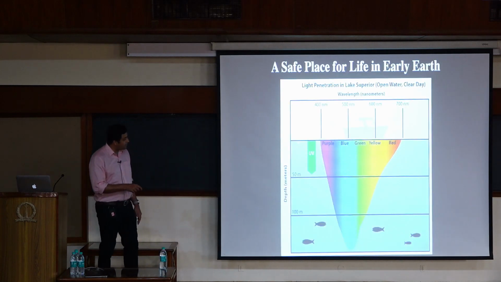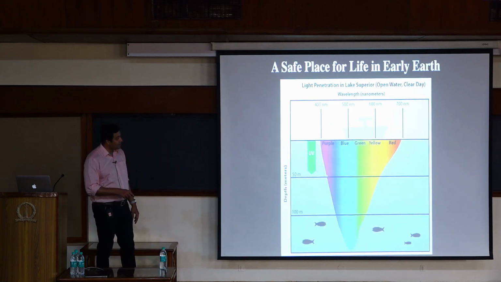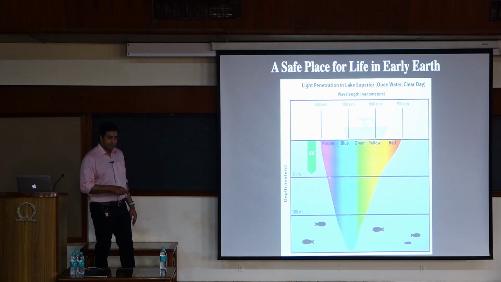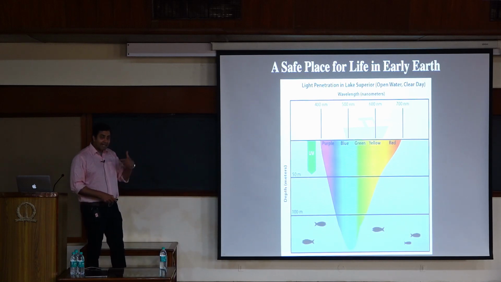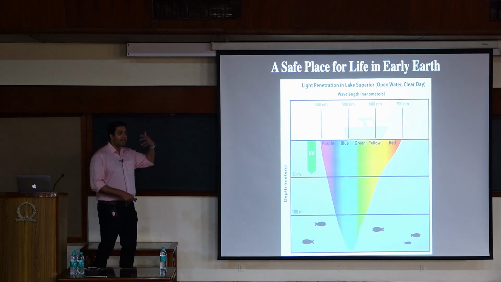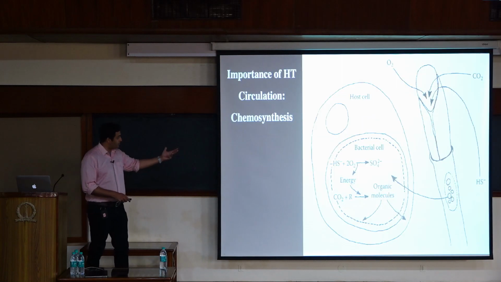Now UV attenuates within 50 meters of seawater. Visible light penetrates below 100 meters. That's your perfect setting, right? That's your perfect setting where you're shielded from UV, you start life, and then that life from a chemoautotroph becomes a solar power based life form.